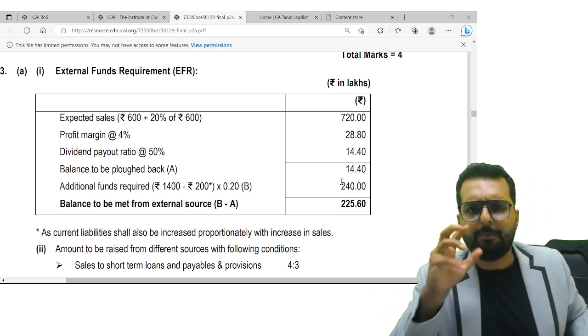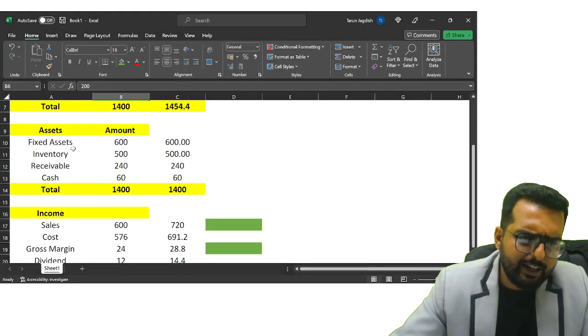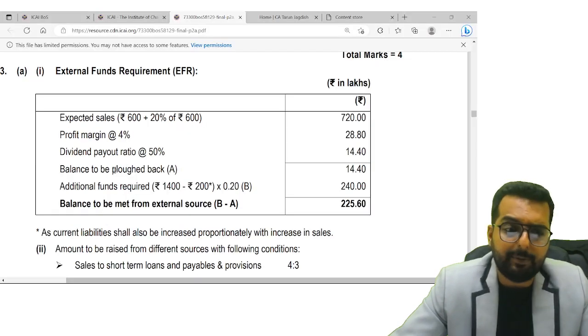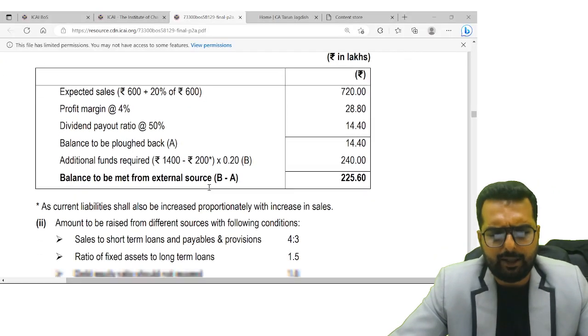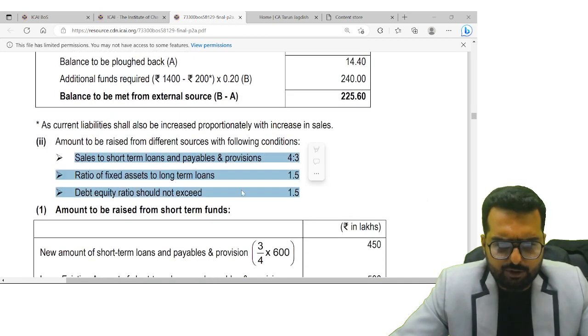So here they have got multiple assumptions. Assumption number one: all the assets and all the liabilities are going to grow at how much percentage? 20%, except for what? Current liability. All right. Next one, down they have given all the sales ratio, etc.